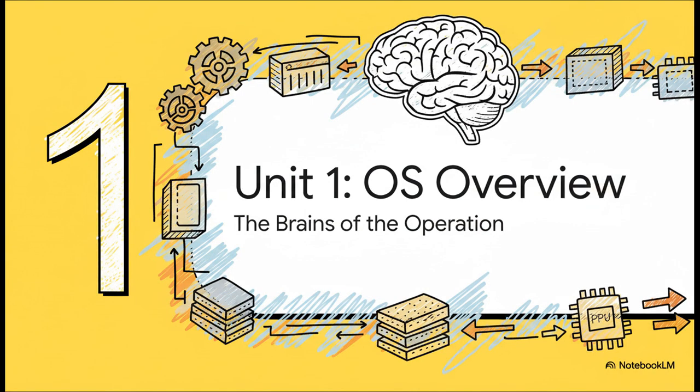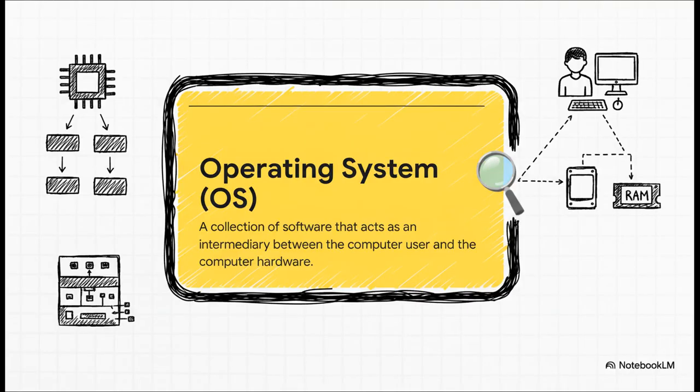All right, first up, Unit 1. Let's get right to the heart of it. What exactly is an operating system, and what is it doing for you every single second your device is on? The easiest way to think about the OS is as the executive manager of your computer. It's this super important layer of software that sits right between you and the physical hardware. Its job is to make sure all the different parts, the CPU, the memory, the drives, can talk to each other and work together smoothly.